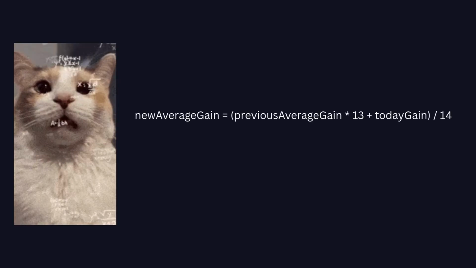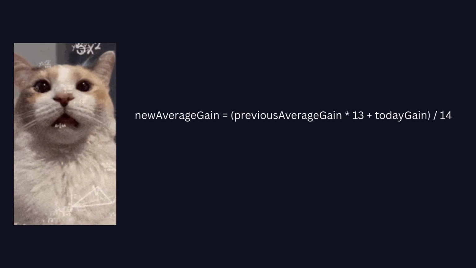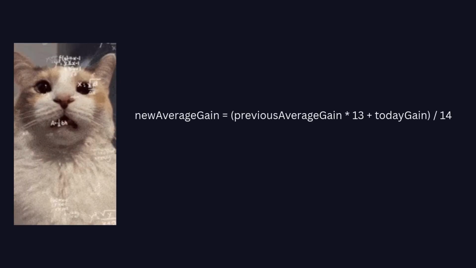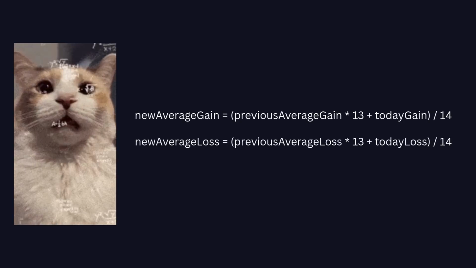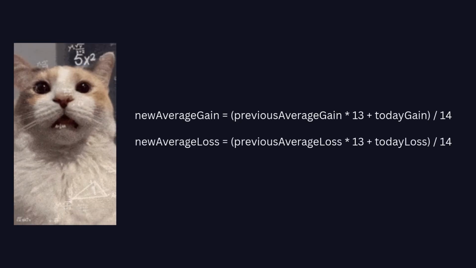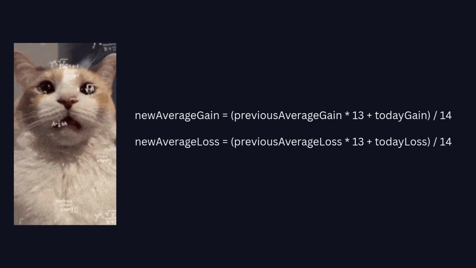So again, basically instead of doing the full average gain, we smooth it like this. New average gain equals previous average gain into 13 plus today's gain. Then divide the whole thing by 14. And similarly with the new average loss. Think of it like keeping a running average where older days matter a bit less.